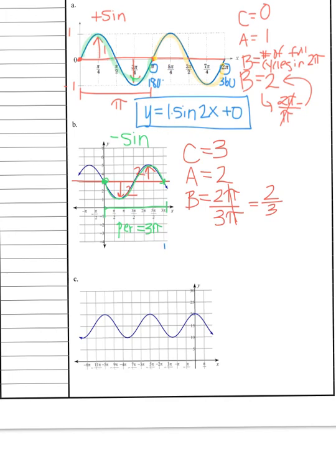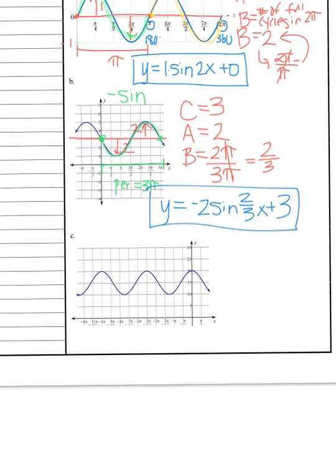So plugging back in, we've got a negative sine function. So when we write this, we want to make sure we have a negative in front of the amplitude. So negative 2 sine 2/3 x plus your shift line of 3.